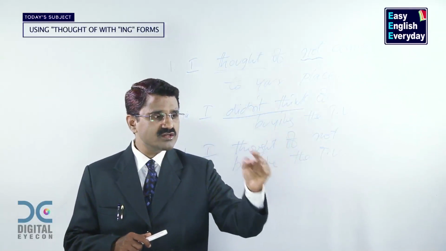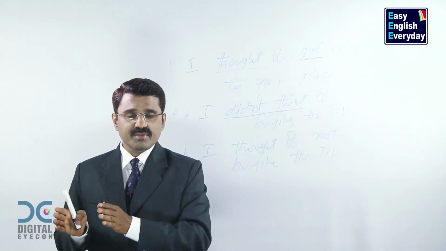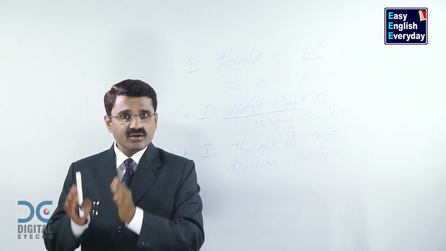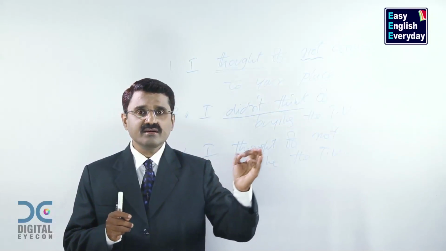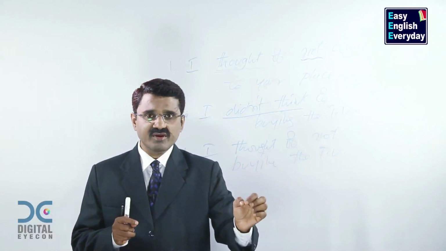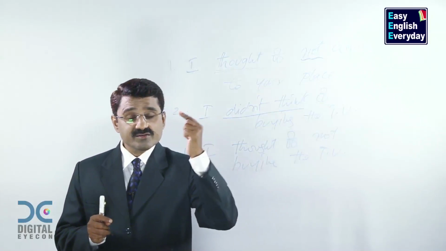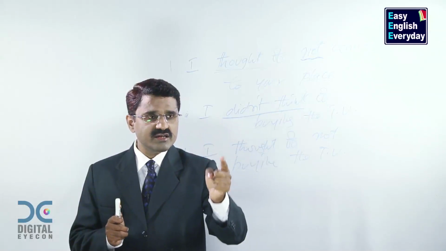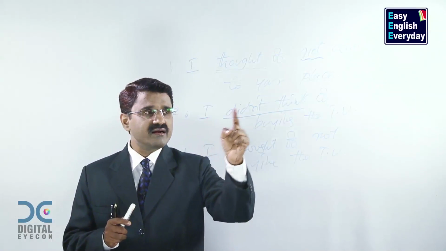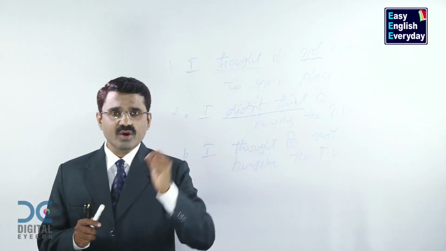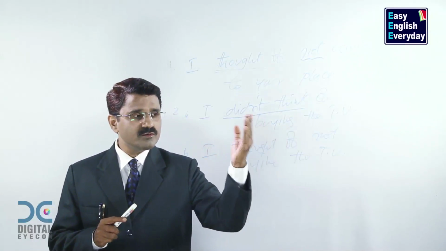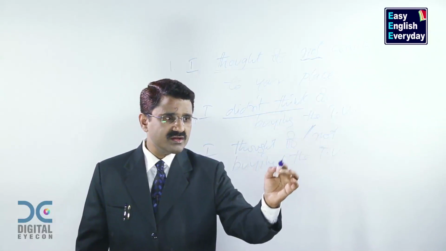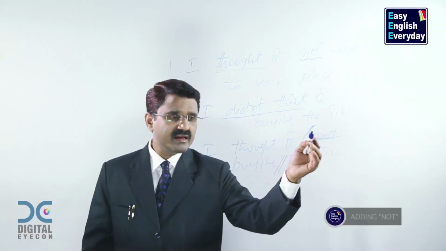I thought of not buying the TV, meaning in the past, I decided, I planned, I thought not to buy the TV. Don't buy the TV. This was my thought in the past. This was my plan in the past. So that is the difference between these two forms. I didn't think of buying the TV, one meaning. I thought of not buying the TV gives you some other meaning. So here we are concentrating on how to make examples by adding not here.